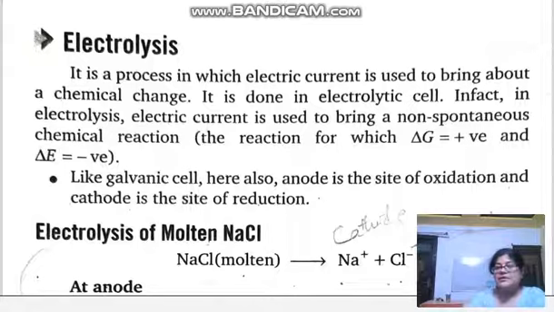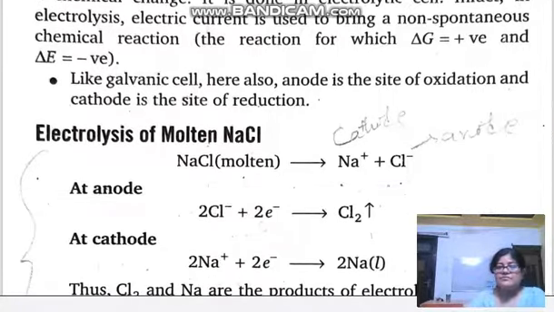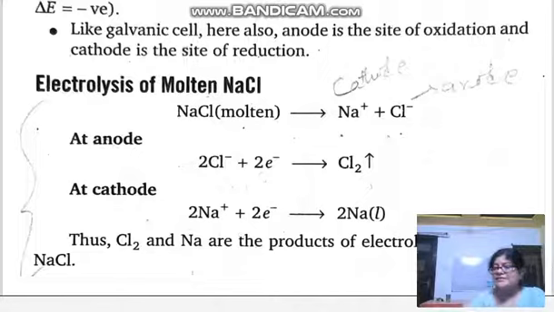Now it is generally done in the electrolytic cell. So in electrolysis, electric current is used to bring about non-spontaneous chemical reactions. So this is overall. Now for example, we have NaCl. When electric current passes through it, it dissociates into two parts, Na plus and Cl minus. Now Na plus is a positive ion, so it goes to the cathode. Cl minus is a negative ion, so it goes to the anode.